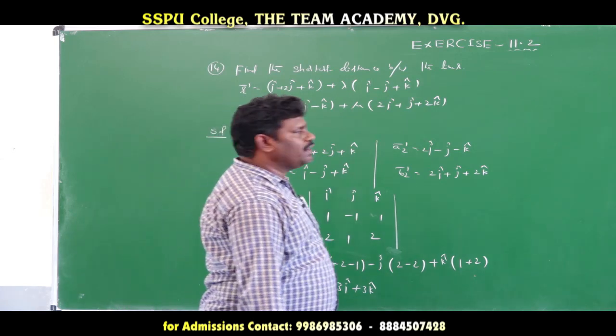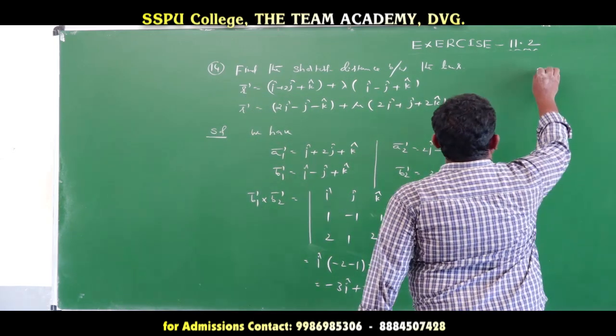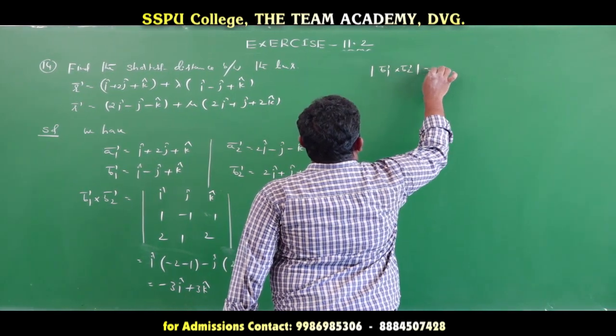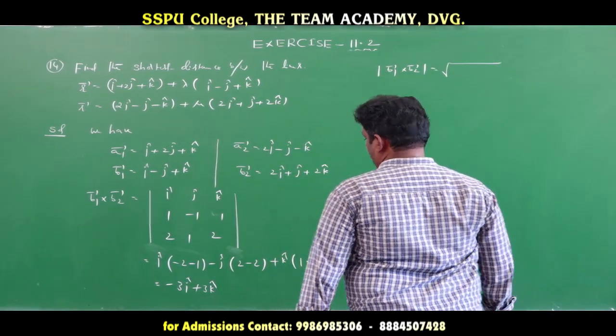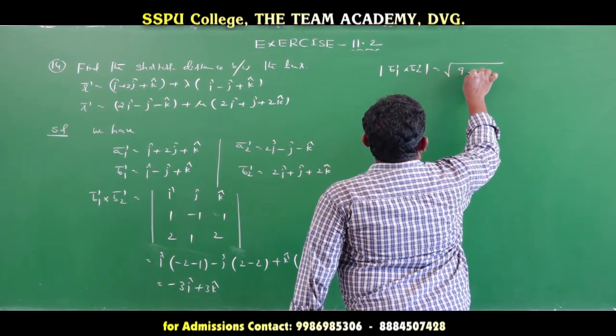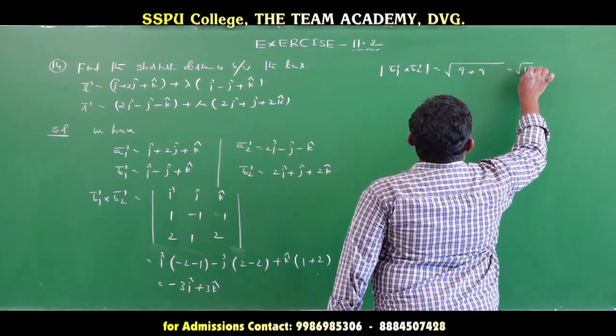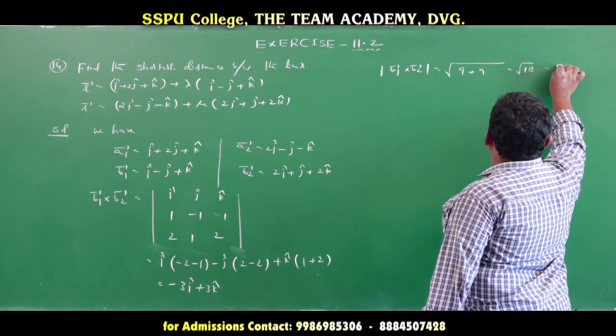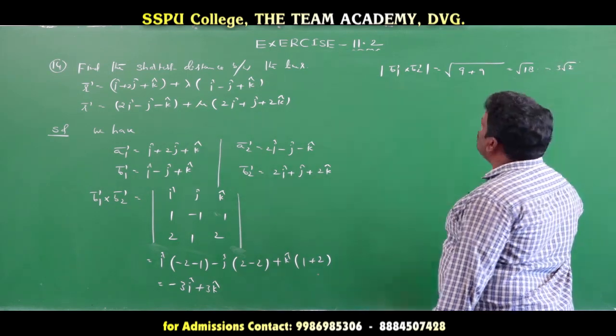Now if you find the magnitude of b1 bar cross b2 bar, it is equal to square root of (minus 3) squared plus 3 squared, that is 9 plus 9, which is 18. So 2 into 9 means 3 into root 2. This value is 3 root 2.